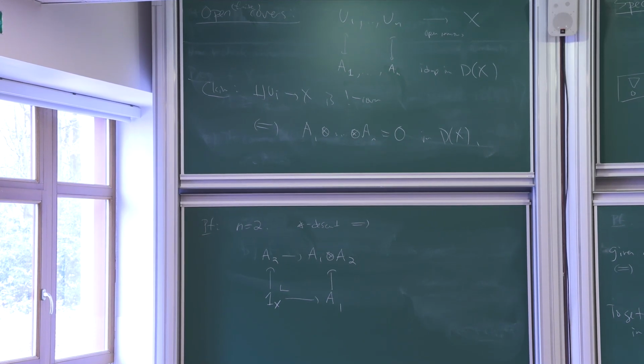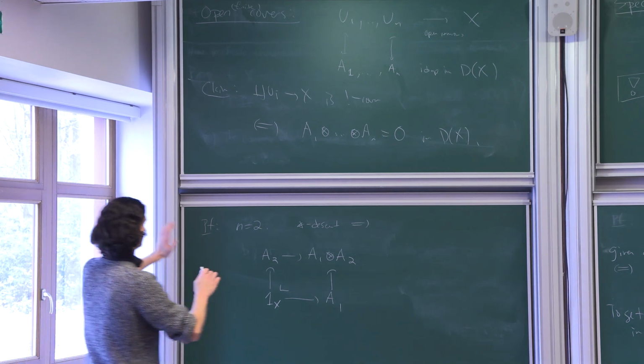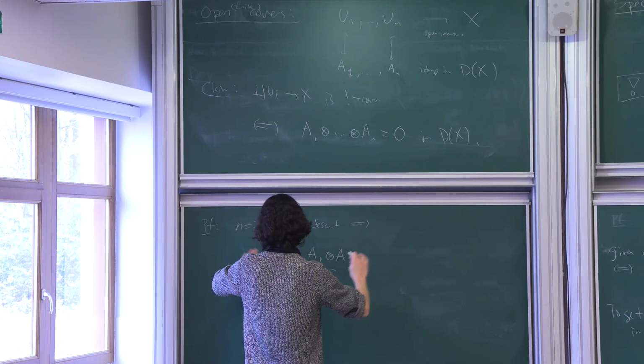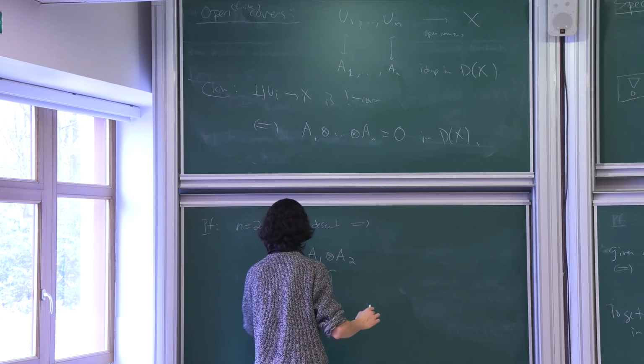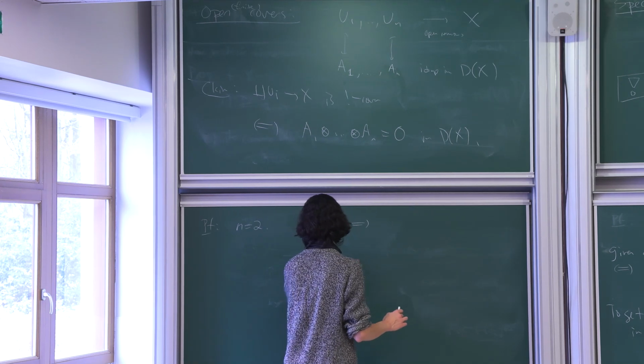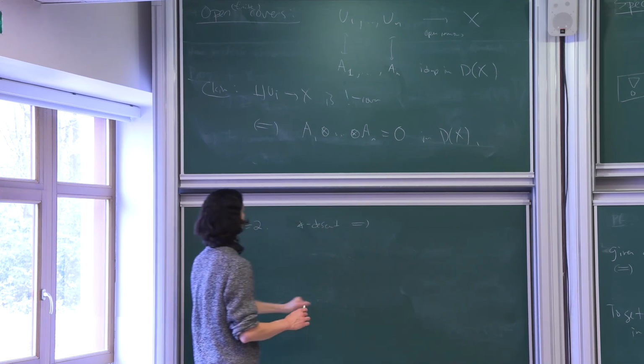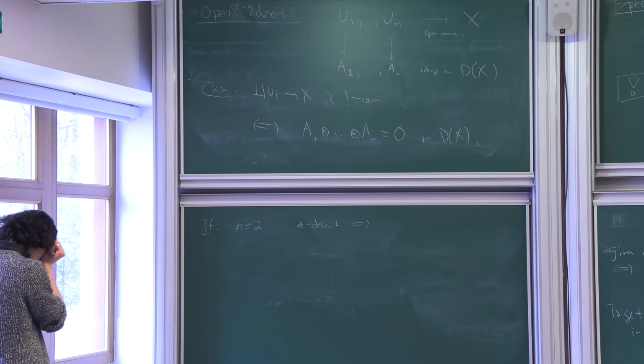Wait, I'm sorry, I'm getting myself awfully confused right now. No, I'm getting myself very confused. This is the star. No, this is the star descent for the closed complement. I'm sorry.